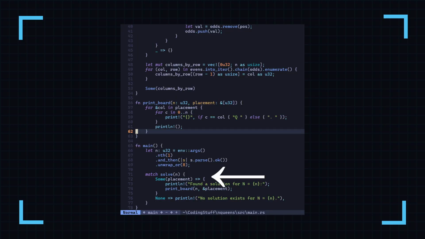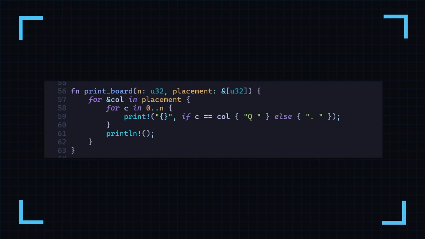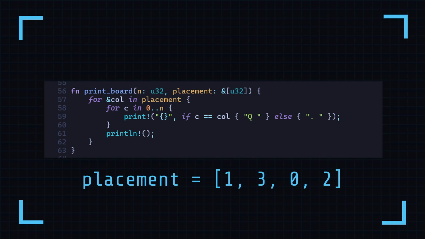Then we get dropped back into main where that match is, and I handle printing the board if there's a solution, or just printing text if there's no solution for those cases. To print the board, I just go through the placement vector. Say the placement vector is this. That means for row 0, the queen is in column 1. For row 1, the queen is in column 3. For row 2, the queen is in column 0. And for row 3, the queen is in column 2.